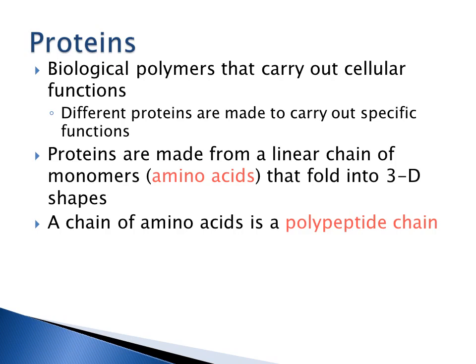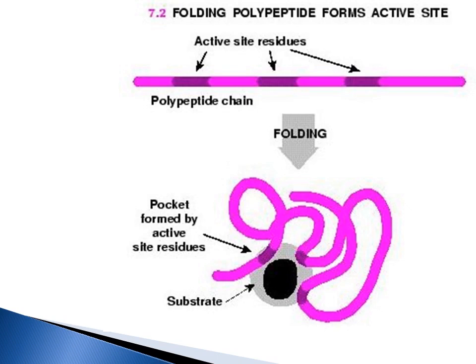So proteins are made from a linear chain of monomers or amino acids, and they fold up into three-dimensional shapes. So a chain of amino acids is a polypeptide chain. So we have our polypeptide chain, or our chain of amino acids, which make up our protein. And our proteins are going to fold up to form a three-dimensional shape. And this folding allows them to carry out their functions. So proteins need to fold properly in order to work.